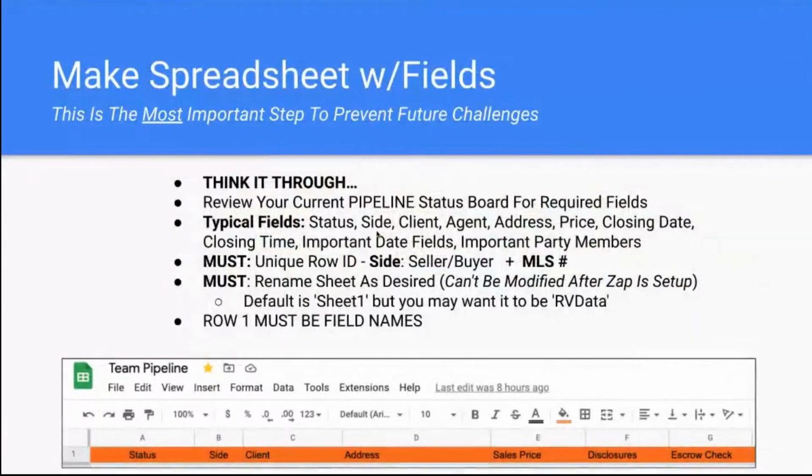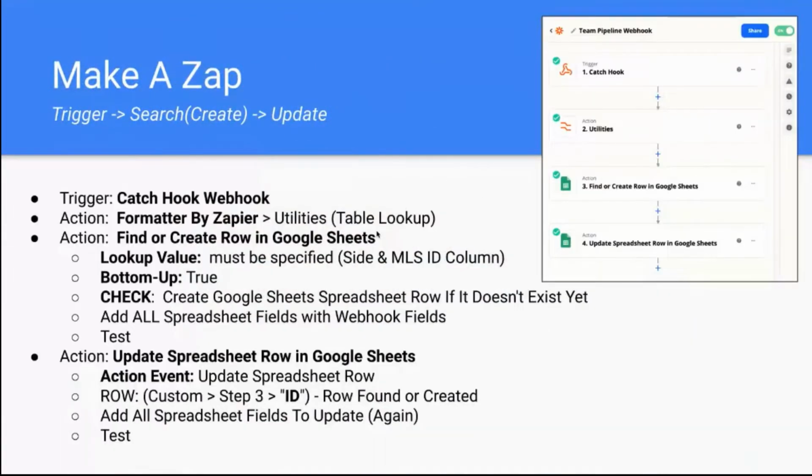Okay, so the process that we need to do, once we've created the spreadsheet, then we need to go in there and we need to make a Zap. And I'm going to go into detail on this, but basically I'm actually creating a 4-step Zap. You could do it with less, but I'm going to show you why I chose 4 as well.